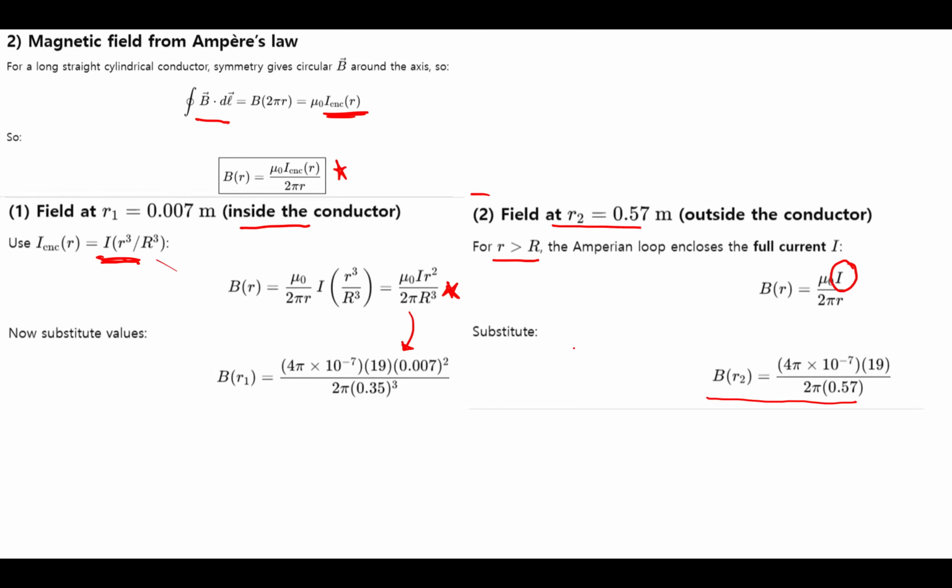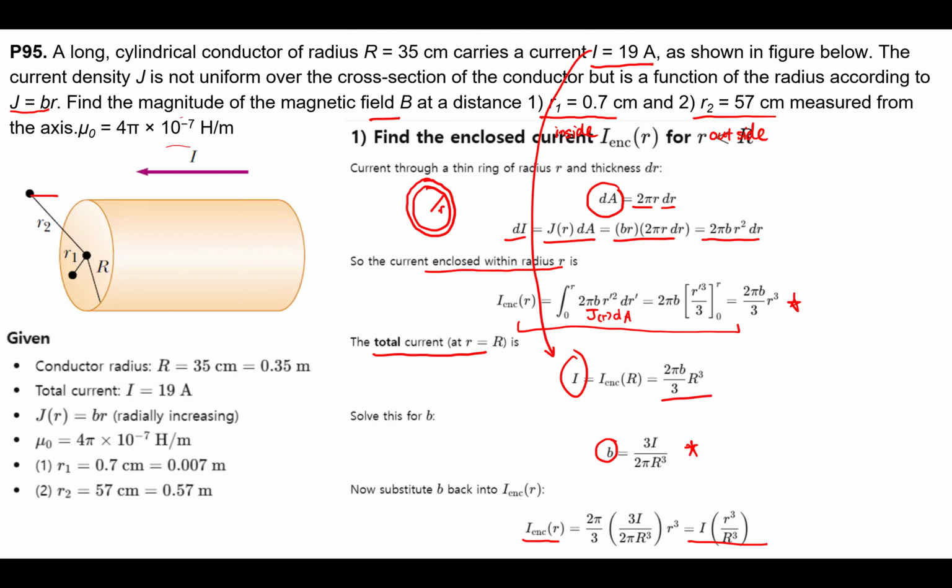So note that we need to find the inside magnetic field and the outside magnetic field. And if the current density is not a constant, we have to satisfy this one. The total current, this is going to be this one. And then we can eliminate the unknown B, and from this we can apply Ampere's law to find the magnetic field inside and outside.